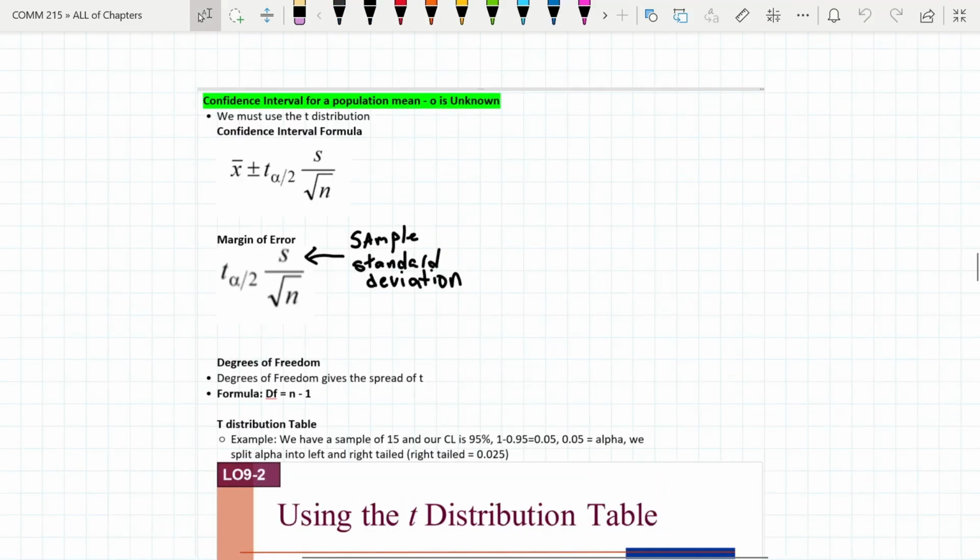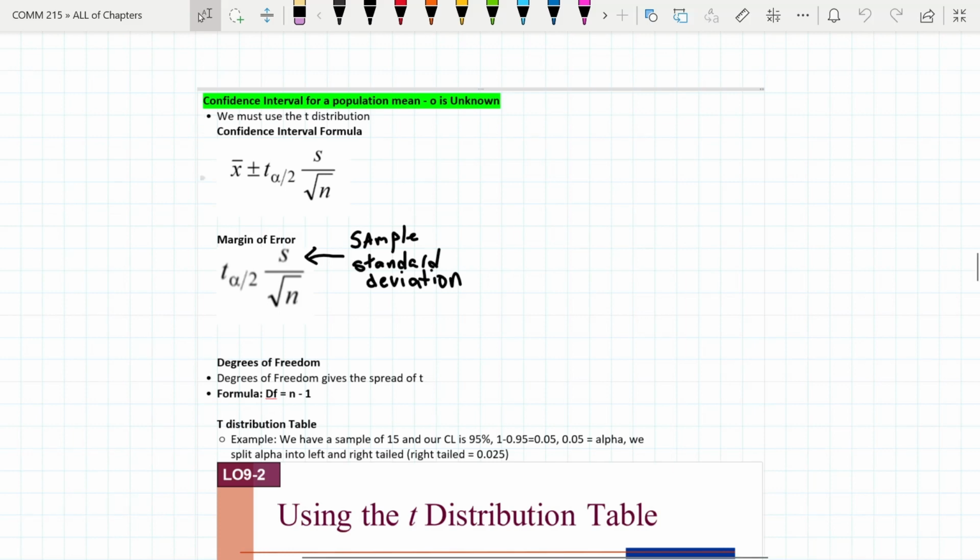Alright guys, welcome back. Today we're going to be explaining confidence intervals for a population mean when our standard deviation is unknown. So when it is unknown, we must use the t-distribution. So this is the confidence interval formula. It's basically the same one as the z-score one from above, but we're going to be using the t-distribution.